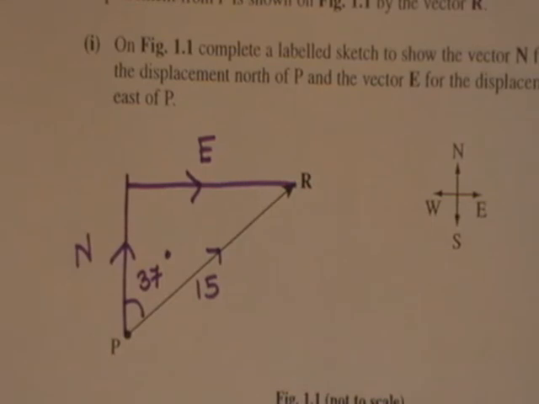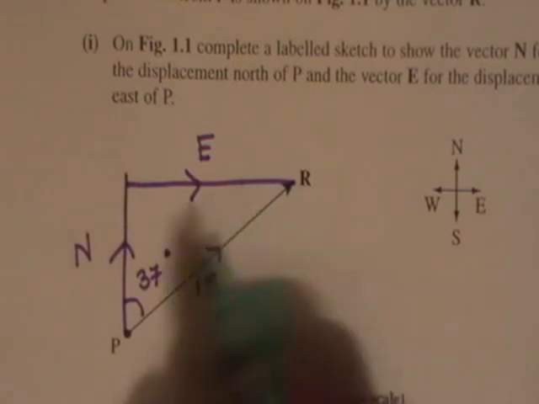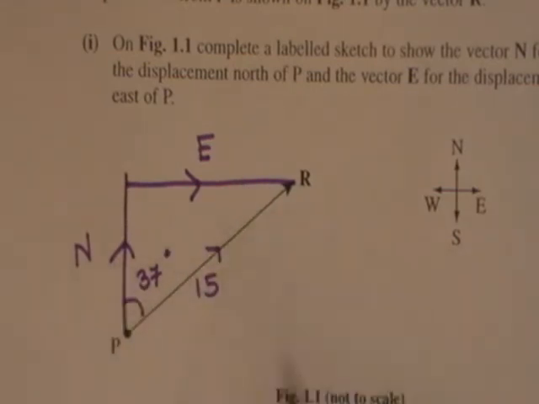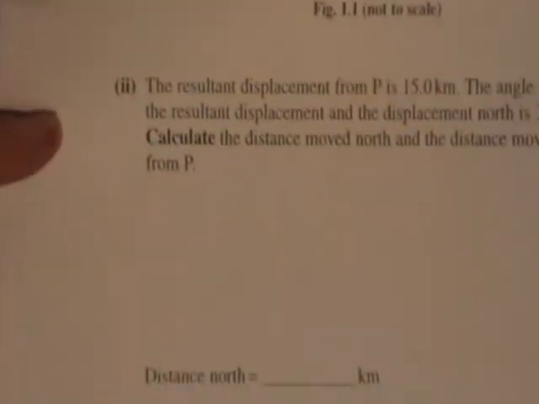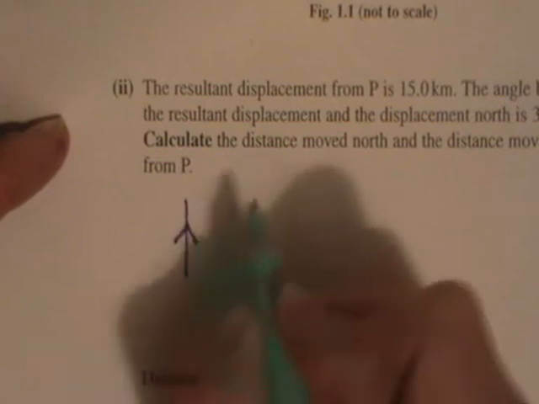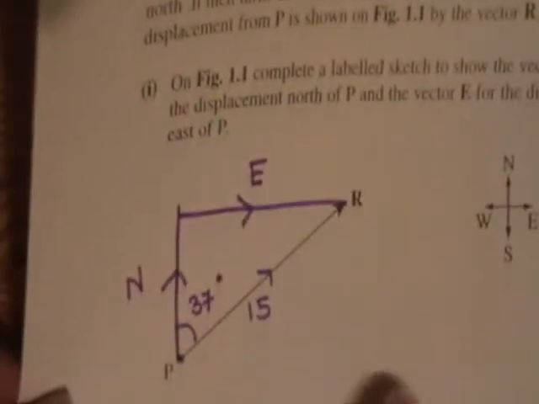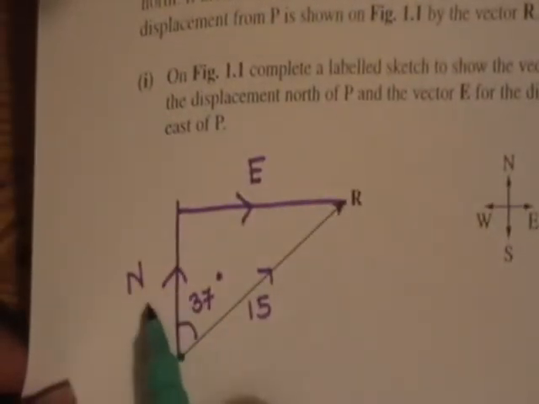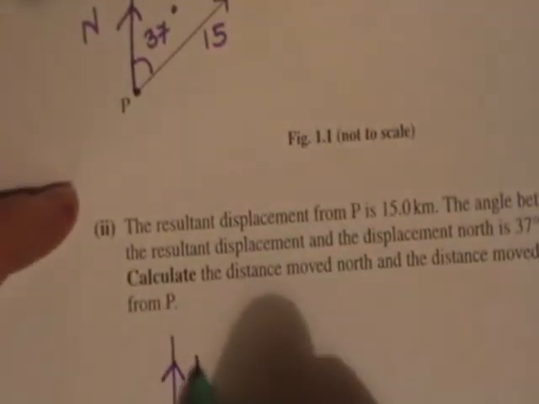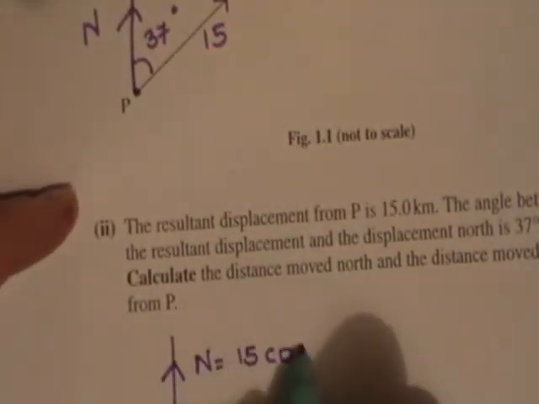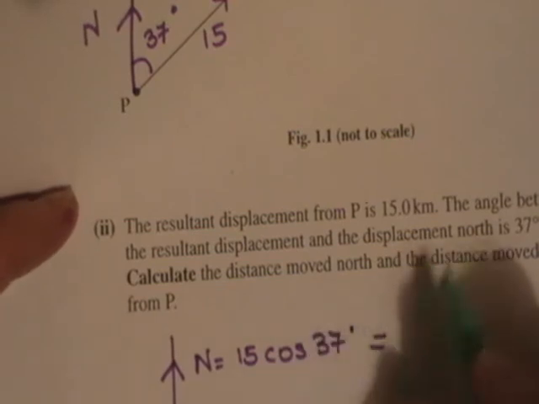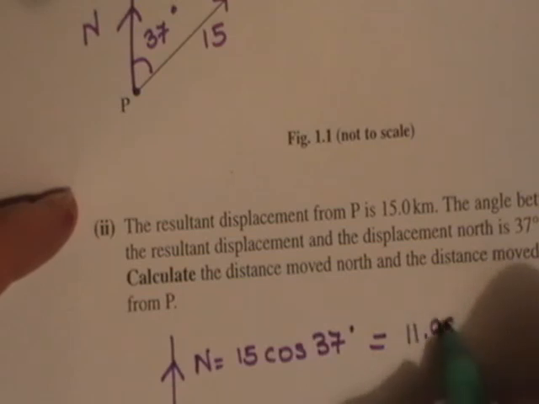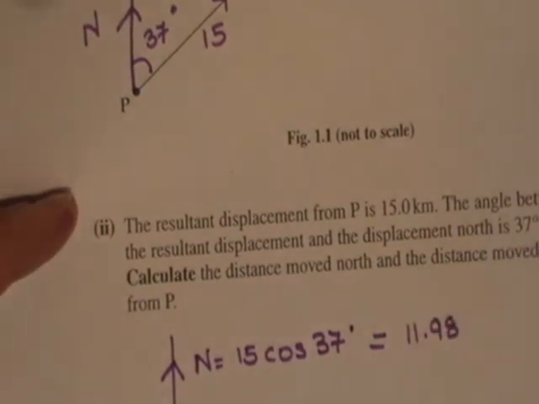Calculate the distance moved north and the distance moved east from P. So in other words, calculate the two components. So this north one, I'll just draw them on down here so that it doesn't mess up the diagram. The north one then, because it's beside the angle, is going to be the one which involves cos. So it's going to be 15 cos 37 degrees. And that comes out to be 11.98, or 12 to 2 significant figures.